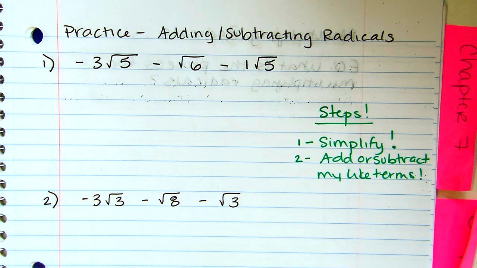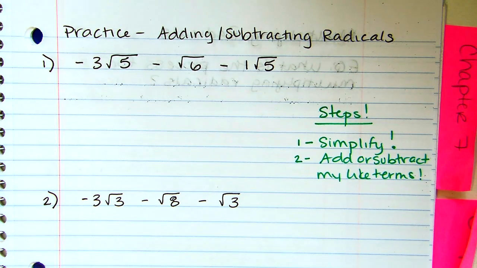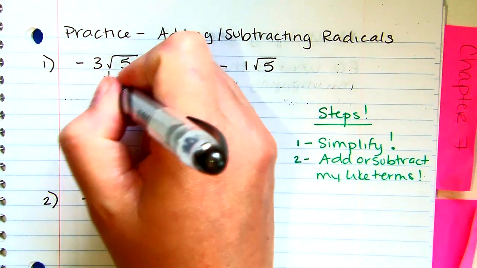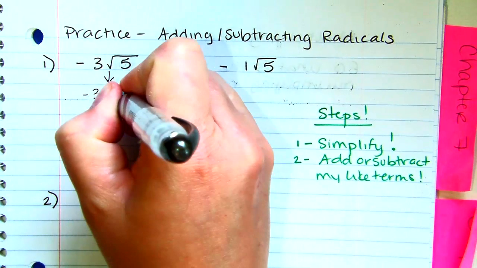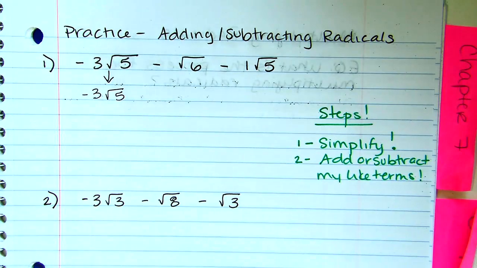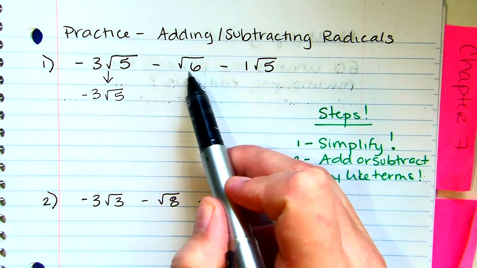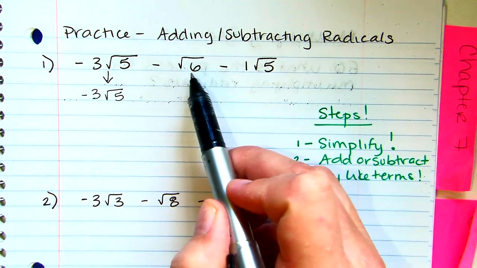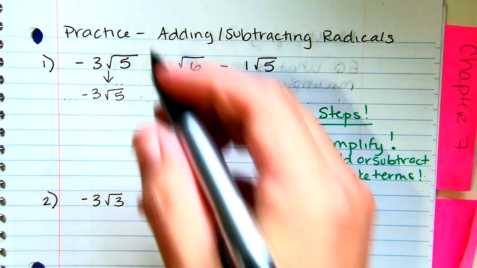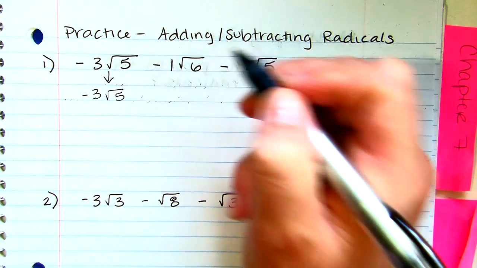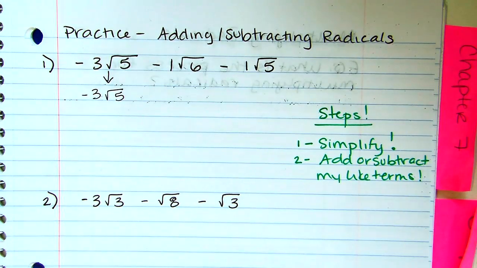So with negative 3 root 5, 5 is a prime factor. It's a prime number. The only numbers that multiply to get it are 1 and 5 or 5 and 1. So we can't break it down any further. So this one, I'm just going to bring down. I get negative 3 root 5. Next, here I have root 6. Because I have a single root 6 here, in order for it to exist, there has to be a 1 in front. So I can also add a 1 in front of my radical sign.